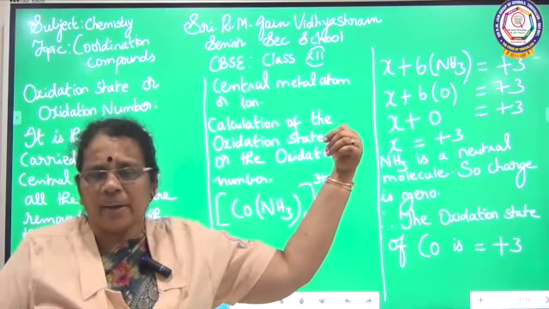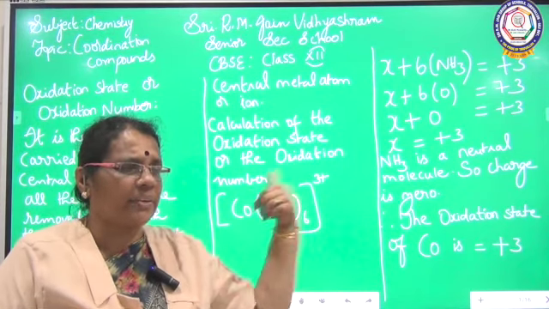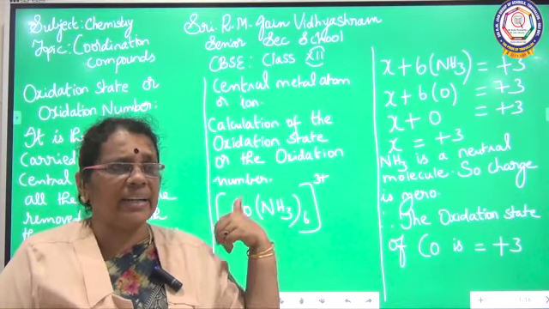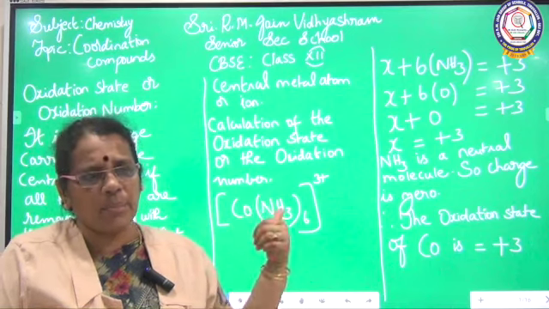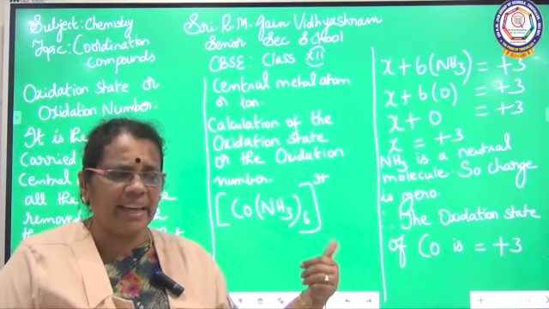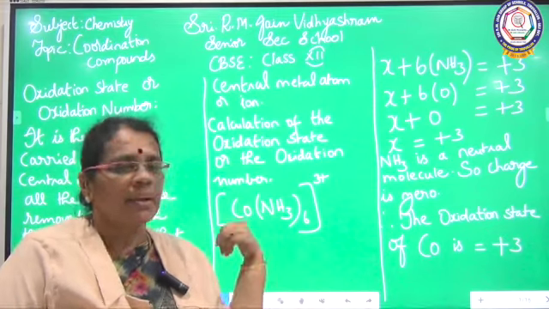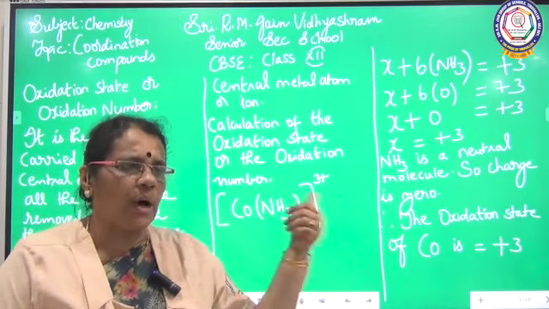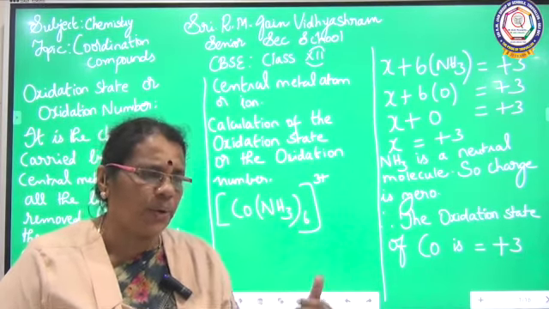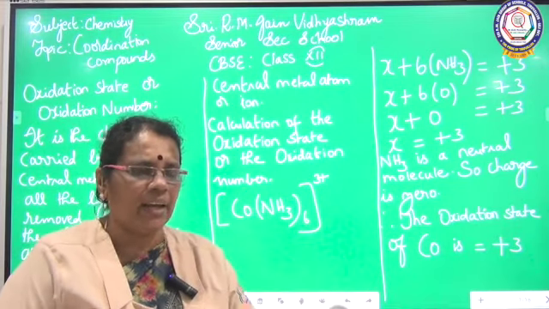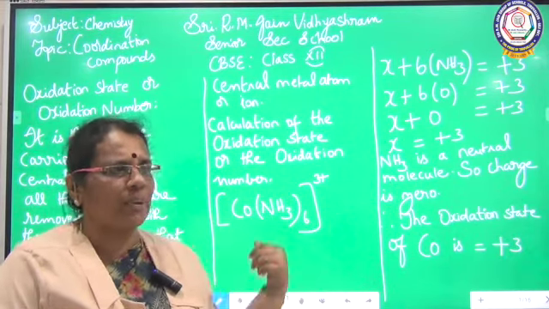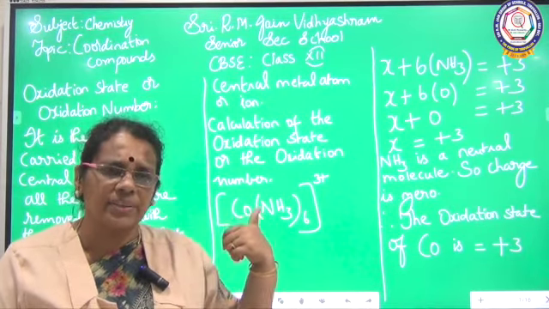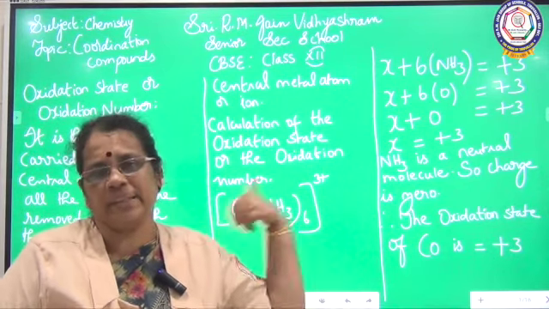Now we are going to calculate the oxidation number or oxidation state of the central metal ion here, which is cobalt. As it is unknown, I am giving it as X. So X plus 6 ammonia molecules are joined there. So X plus 6 into NH3 is equal to the charge of the complex. Here the charge of the complex is plus 3. Therefore X plus 6 into 0, ammonia is a neutral molecule so its charge is 0. So X plus 6 into 0 is equal to plus 3. X plus 0 is equal to plus 3. Therefore X is equal to plus 3. So the oxidation state or oxidation number of cobalt is plus 3.